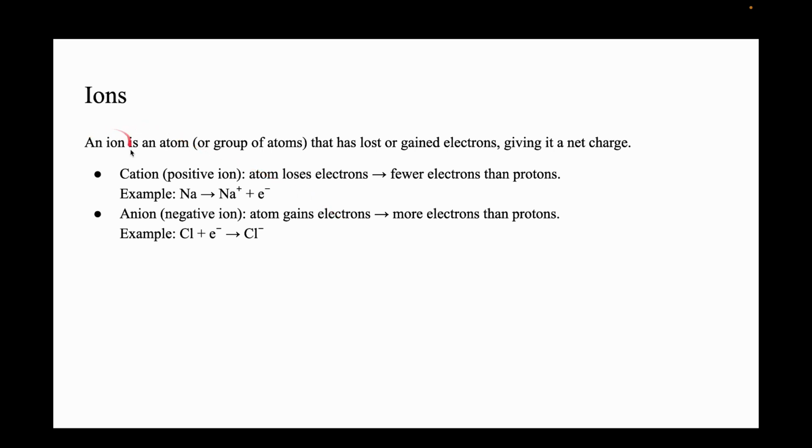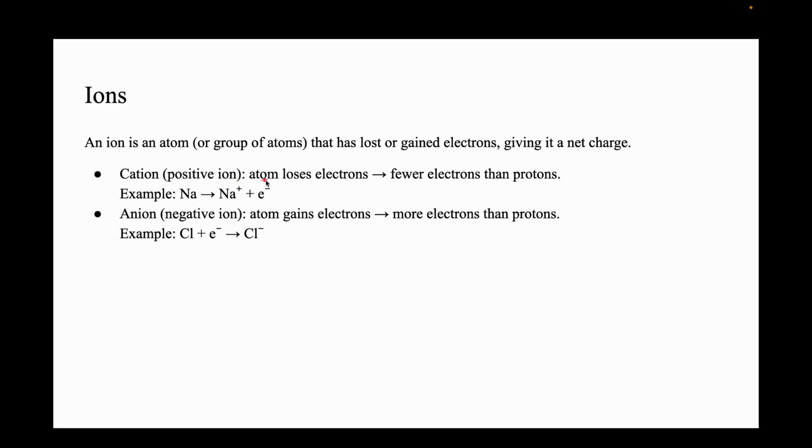So now we're moving on to ions. An ion is an atom or group of atoms that has lost or gained electrons, giving it a net charge. Again, I found this vocabulary definition on the slideshow given by the chemistry teachers in class. It's a little wordy, but I'm sure you get the point.